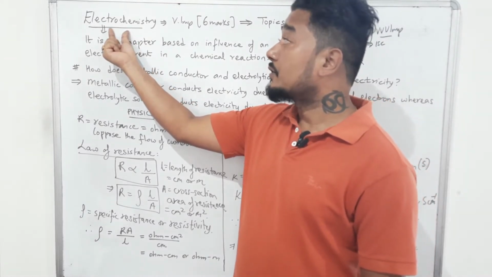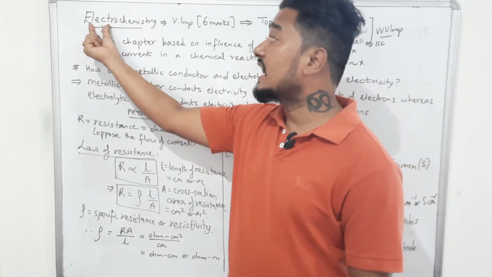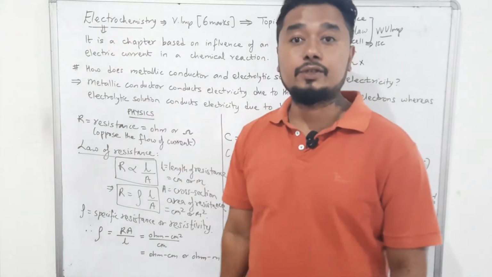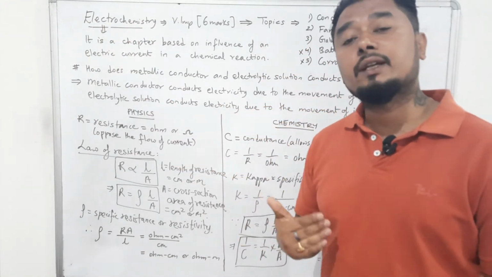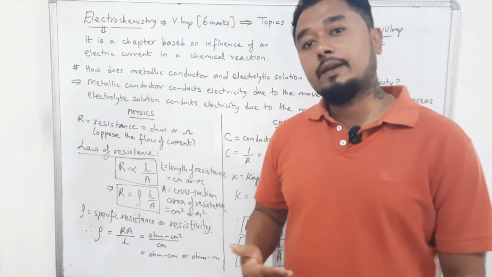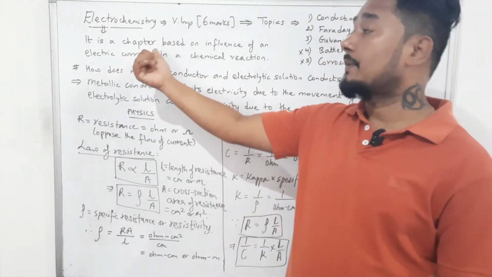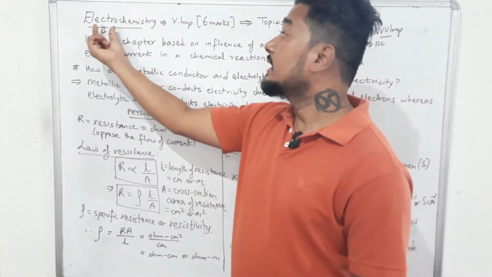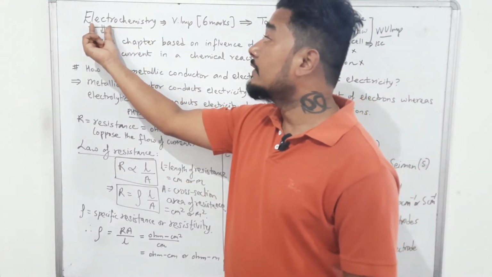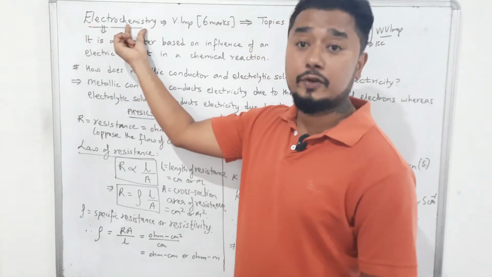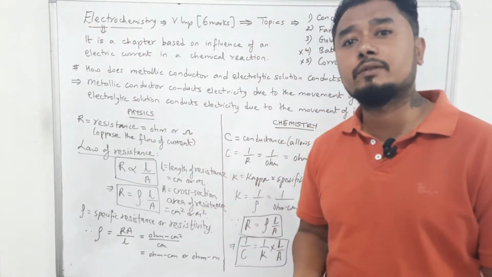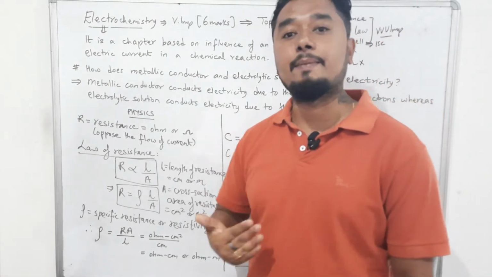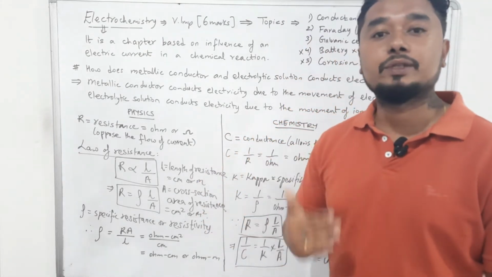It is a chapter which is based on the influence of electric current, electro means electric current, in a chemical reaction. Afterwards, if you take electrical engineering in physics, there also this chapter plays a vital role. So what is the electrochemistry chapter all about? It is based on the influence of electric current in a chemical reaction. Because in chemistry we discuss chemical reactions, isn't it? So how the current is going to affect the chemical reaction, that we are going to see under this chapter.